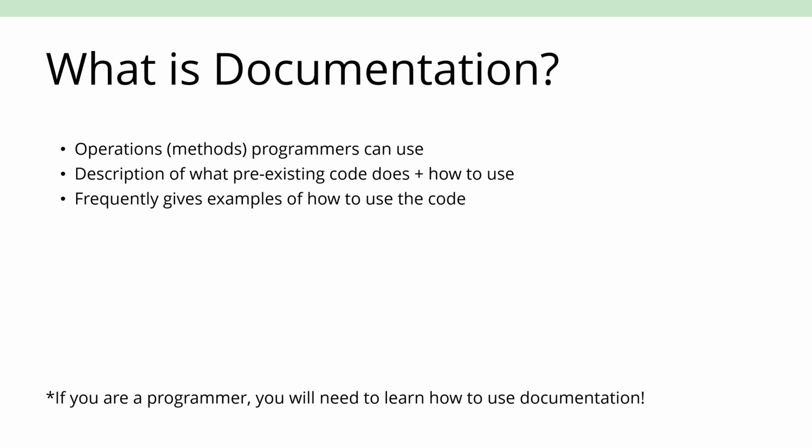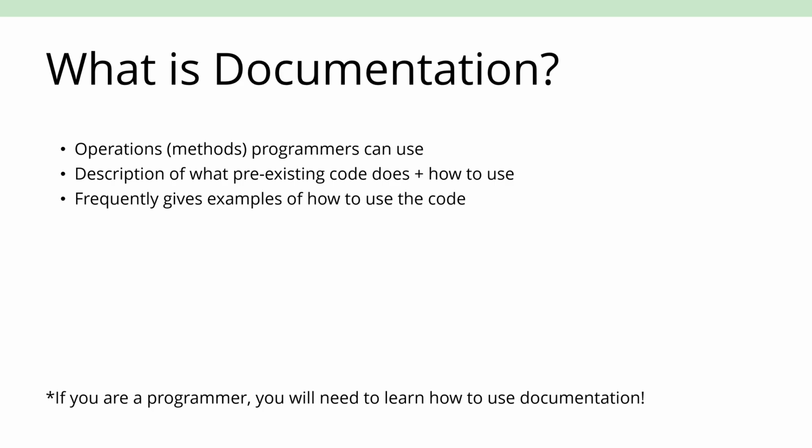So what is documentation? Documentation describes things. Basically, you're describing your code so that not only other people can know how to use the code that you've written, but also so that you yourself, if you revisit it a year or two from now, can know what the heck you were doing. Documentation talks about the operations, the methods programmers can use, a description of what pre-existing code does and how to use it, and it frequently gives examples of how to use their code. If you look at Twitter API, Facebook, Spotify, all of these big tech websites, they have documentation of how to use their software, their code, all of that jazz. If you are a programmer, you'll need to not only learn how to read documentation, but also how to write your own documentation.